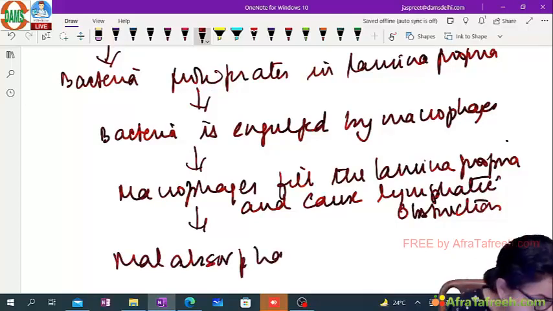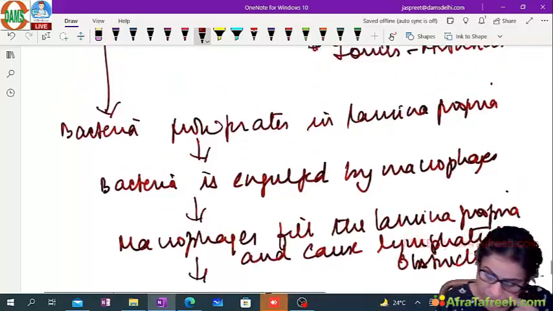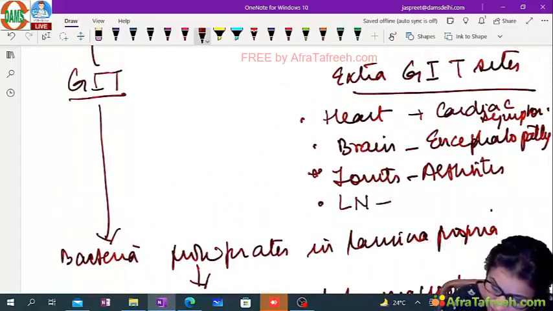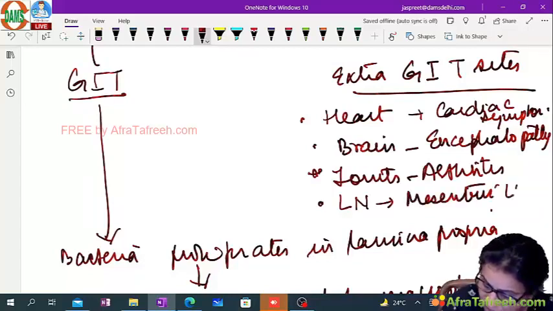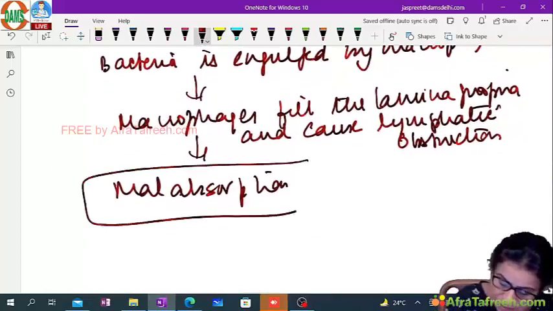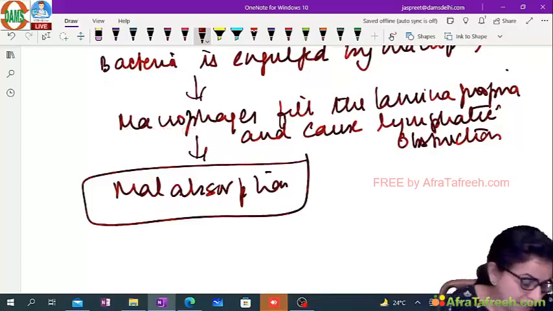So this produces malabsorption. Okay, so other than extra GI sites, it goes to the heart, brain, joints, and also lymph nodes. For example, it can go to the mesenteric lymph nodes, causing mesenteric lymphadenopathy, and it causes malabsorption.